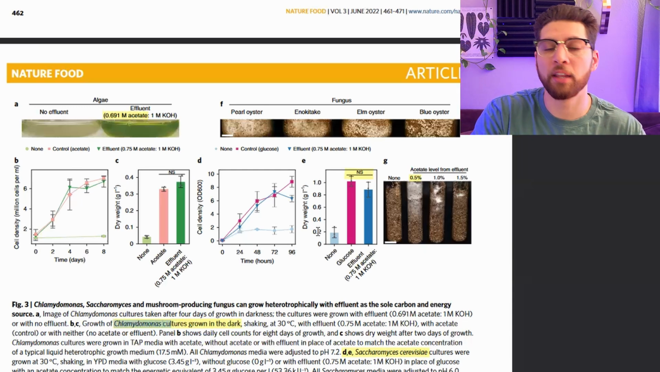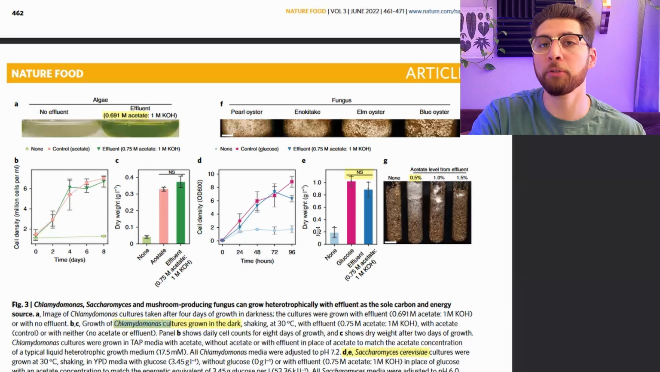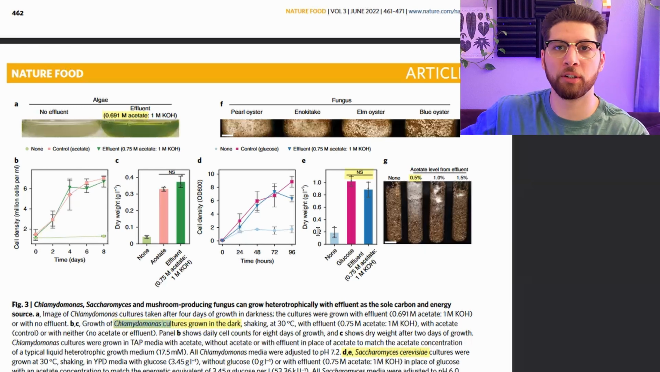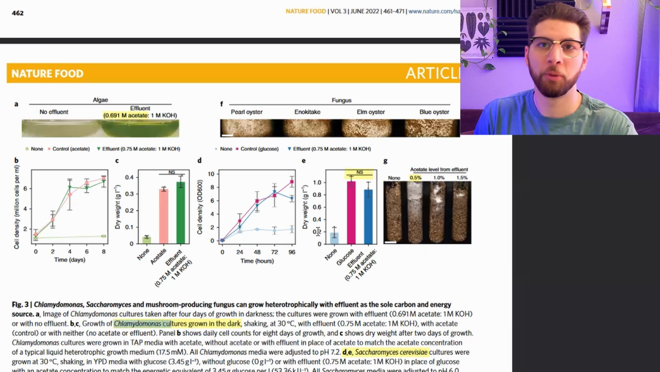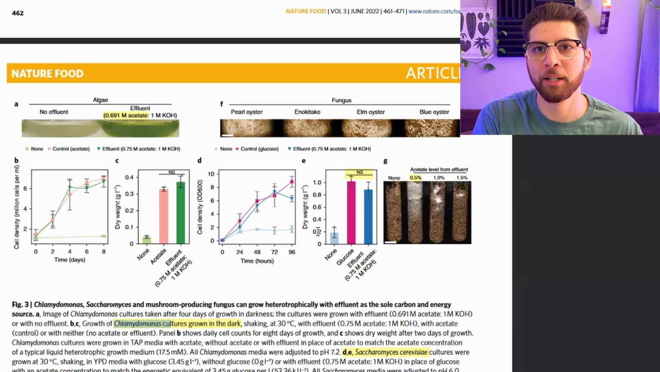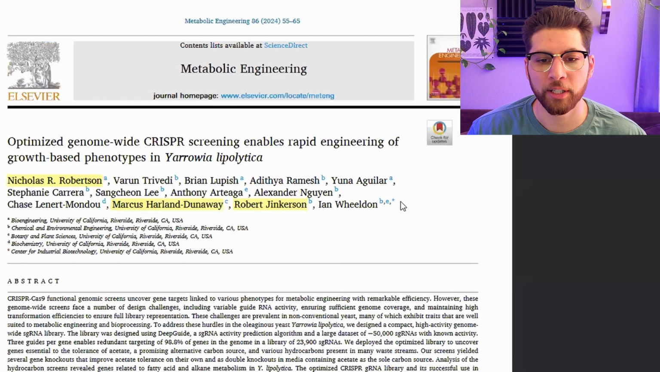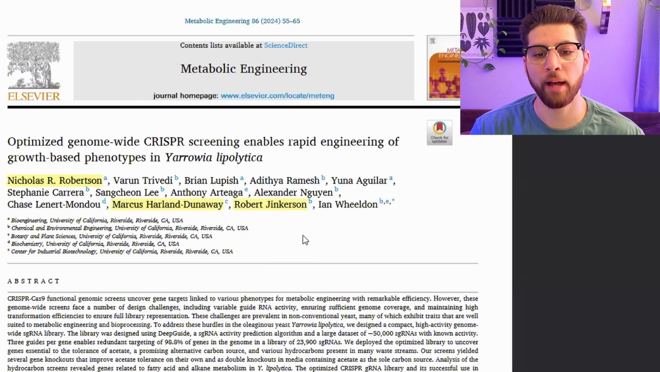And potentially that vinegar or the acetate that you're purchasing could be cheaper than growing your yeast on glucose, which is really cool stuff. So acetate is already potentially a cheaper carbon source than glucose. Normally we would just grow yeast on sugar. And this brings me to the collaboration that I had with the Jinkerson lab.